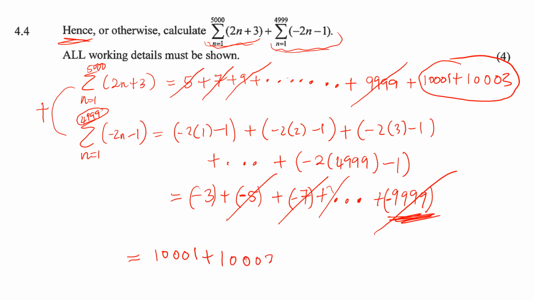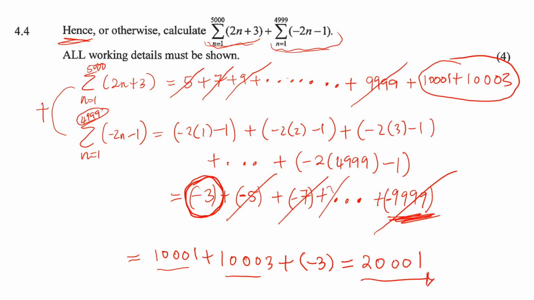plus something here. In this sequence here we have minus 3, right? Because we didn't have 3 there to cancel it, so it will be plus minus 3. All right, so when you add the two, it's going to give you 20,004 minus 3, which is 20,001 as the final answer.